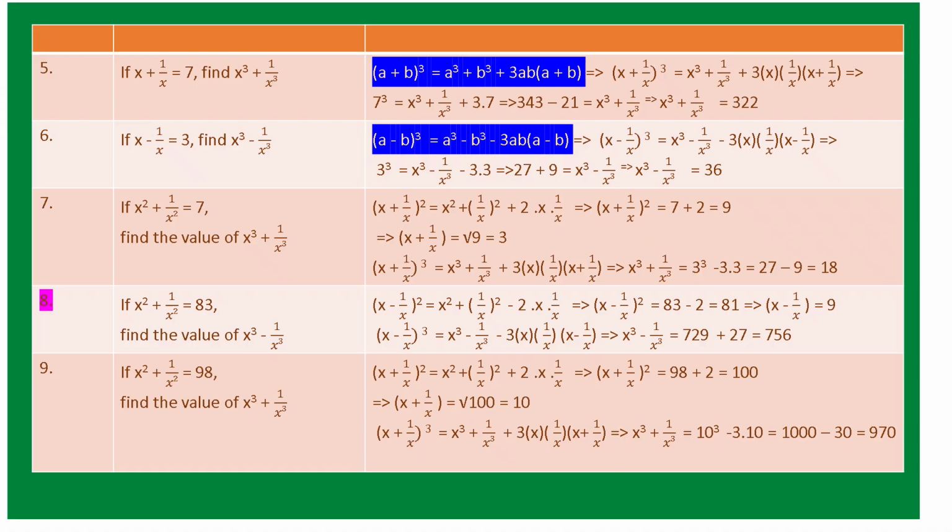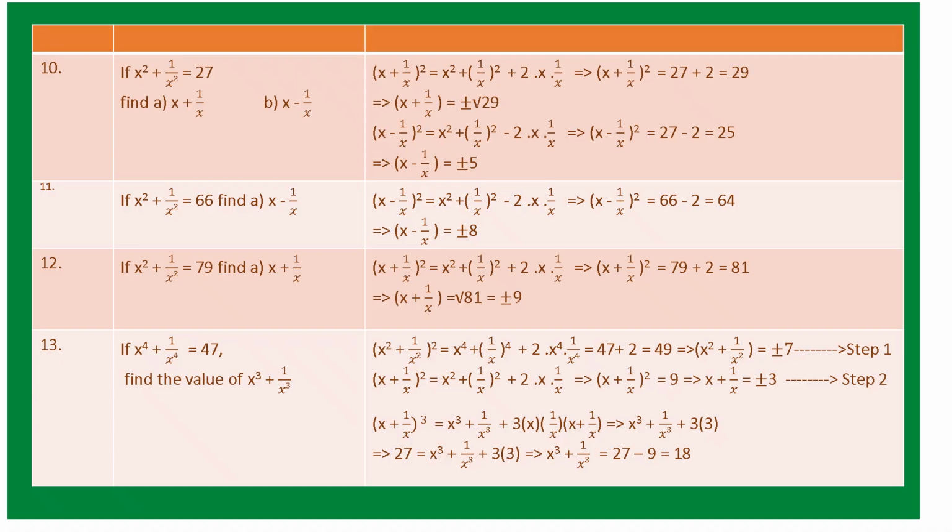If you look into the expression of (x minus 1 by x) the whole cube, we need the value of x minus 1 by x. So, how do we derive the value of x minus 1 by x? If you square it, that is (x minus 1 by x) the whole squared, then you get the value of x squared plus 1 by x squared minus 2 times x times 1 by x. In this way, we can derive the value of x minus 1 by x and then replace this value onto the expression for (x minus 1 by x) the whole cube and get the resultant. Similarly, you need to work out sum number 9 as well.